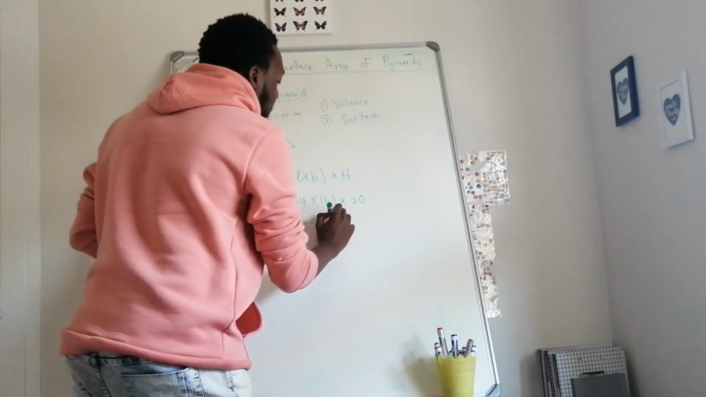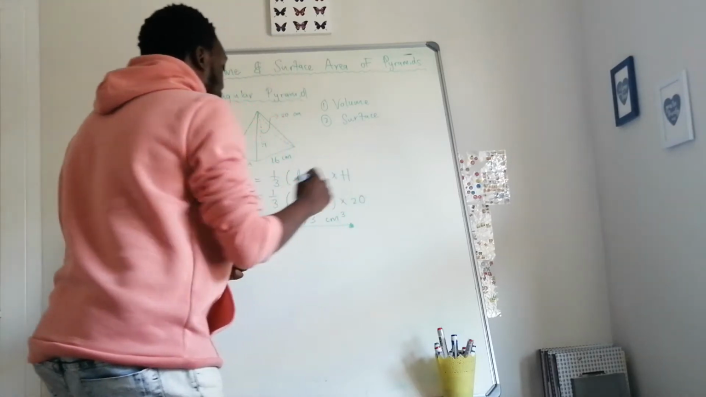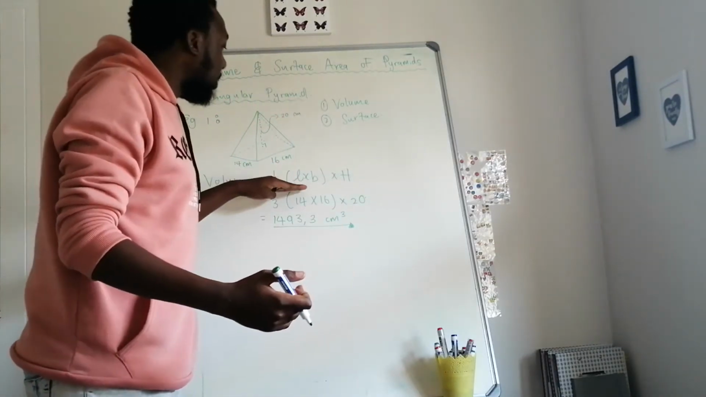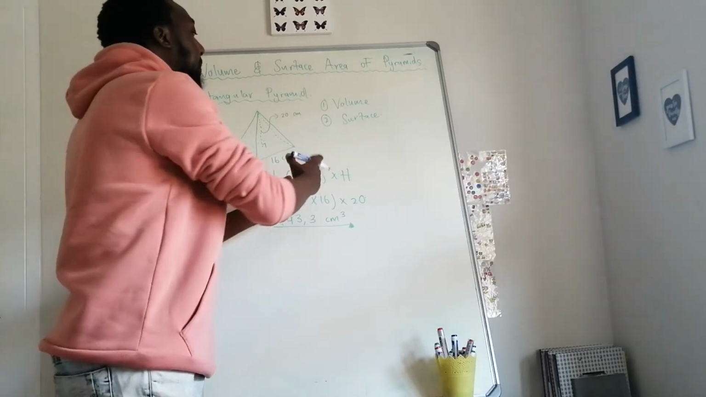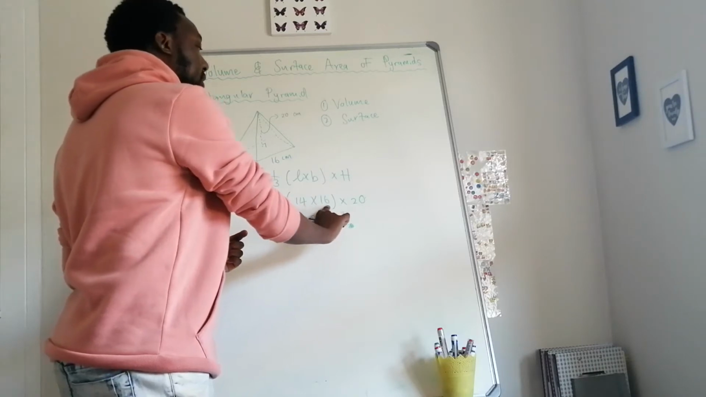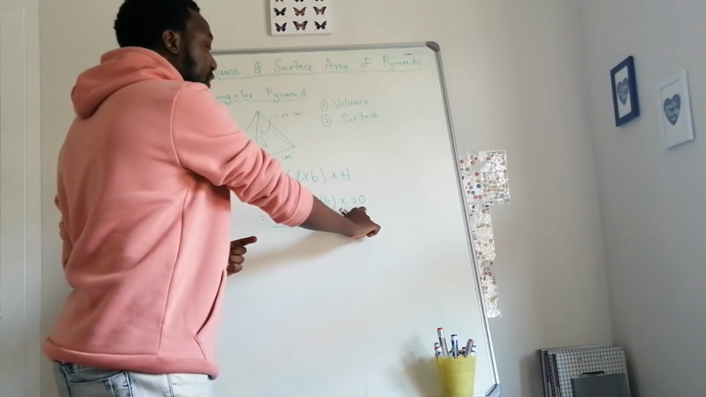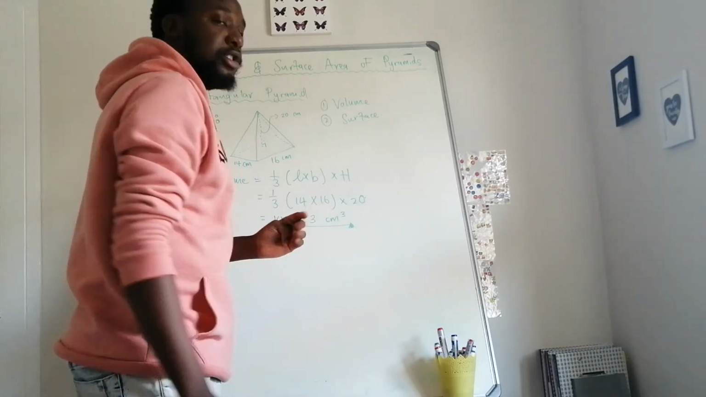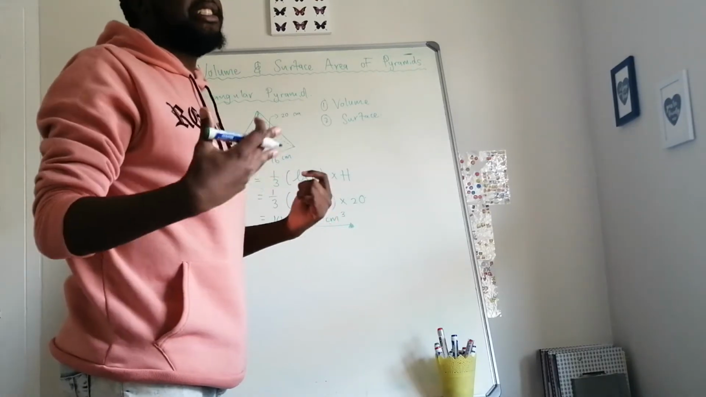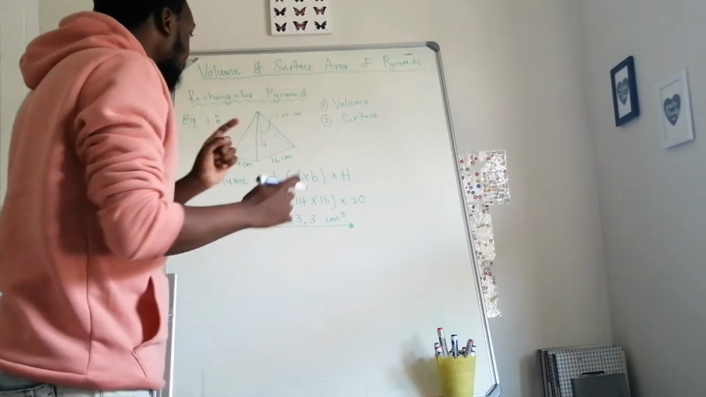1,493.3 centimeters cubed. So there we go. Volume is just straightforward. It's just a third, the area of the base multiplied by the height. The area of the base is just 14 multiplied by 16. The height, the perpendicular height, is 20. And all you do is multiply this all into your calculator and you get 1,493.3 as your volume. So surface area.